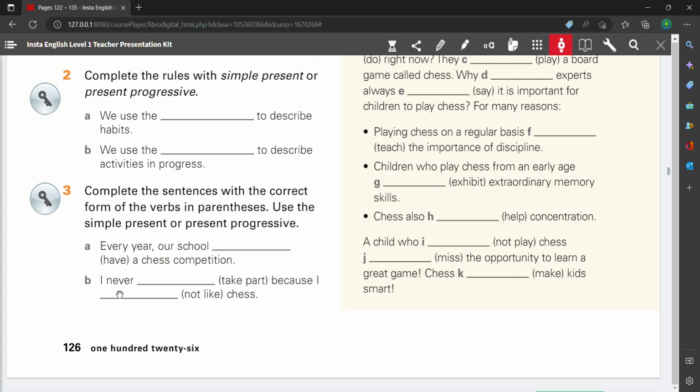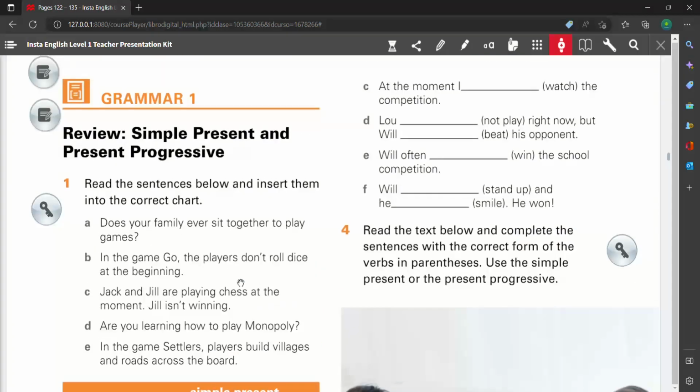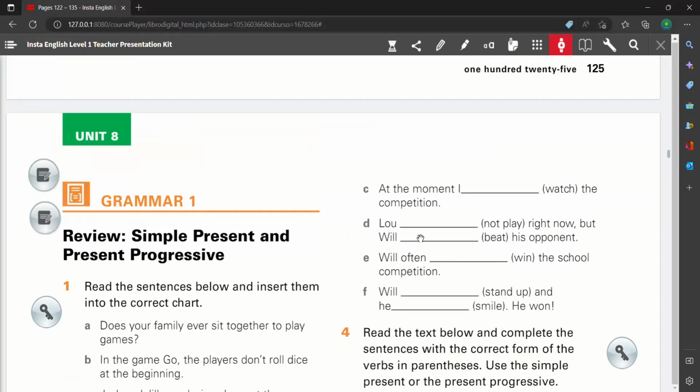Also, adverbs of frequency, for example sometimes or never, can be used with the simple present. I never take part, because in the negative form, I don't like chess. C. At the moment. Be careful with this time expression because it expresses progressive. At this moment, I am watching the competition. Right now is also a time expression for progressive. Lou, negative: Lou isn't playing right now, but Will is beating his opponent.